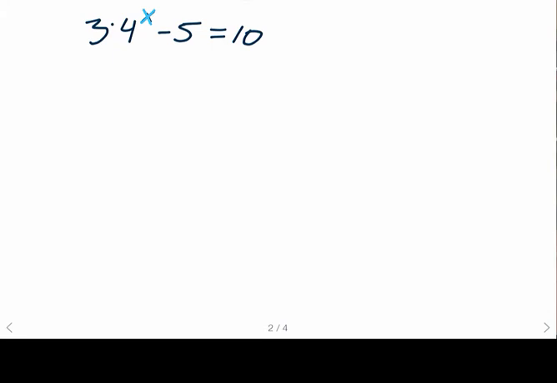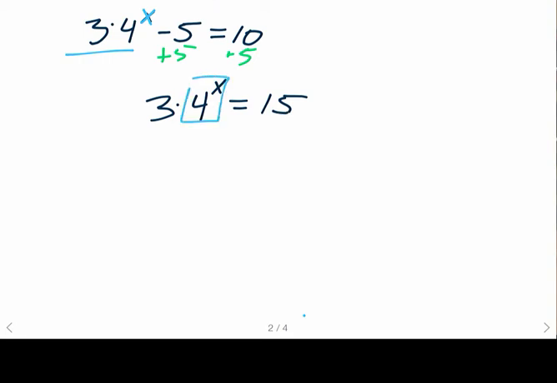Haha. What we want to do is we want to isolate first the term that has the exponential factor, and then we want to isolate the exponential factor itself. So let's see how that goes. To isolate the term 3 times 4 to the x, I need to add 5. So adding 5 to both sides is going to give me 3 times 4 to the x is equal to 15. Now I want to isolate the 4 to the x. Since it's being multiplied by 3, I'm going to divide by 3.